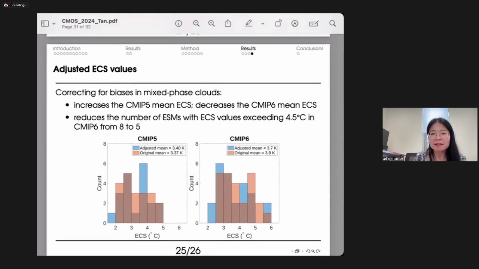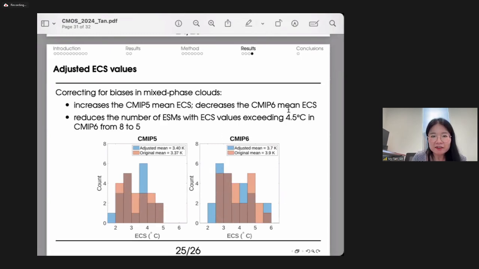So now getting back to our key results of our project. After applying our method to adjust for the ECS values of individual Earth system models to take into account those biases in lambda sub tau, for CMIP5 on the left-hand side, we're seeing that adjusting for biases in underestimating the SLF in mixed phase clouds slightly adjusts the ECS of the models upward to 3.4 degrees Celsius.